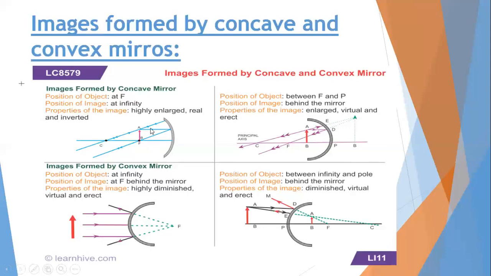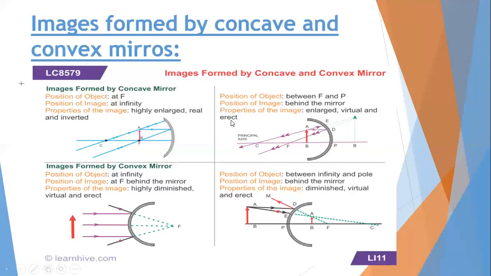All the other images are formed in front of the mirror, but this image is formed behind the mirror because the rays do not meet or intersect each other. That is why we extend them behind the mirror. So it is formed behind the mirror and it is virtual. And if it is virtual, then it is also erect. Erect means upright.